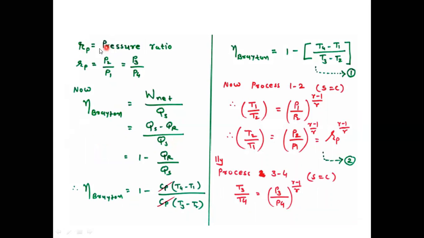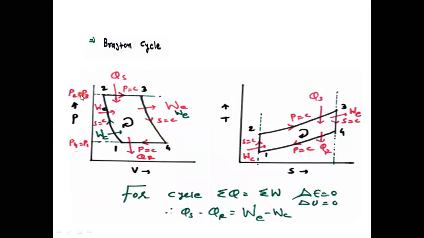Now first we define the pressure ratio. It's P2 divided by P1 or P3 divided by P4. So what are P2 and P3? P2 is the highest pressure of the cycle and P1 is the lowest pressure of the cycle. So highest pressure divided by lowest pressure of the cycle is the pressure ratio. So P2 divided by P1, or you can write P3 divided by P4.